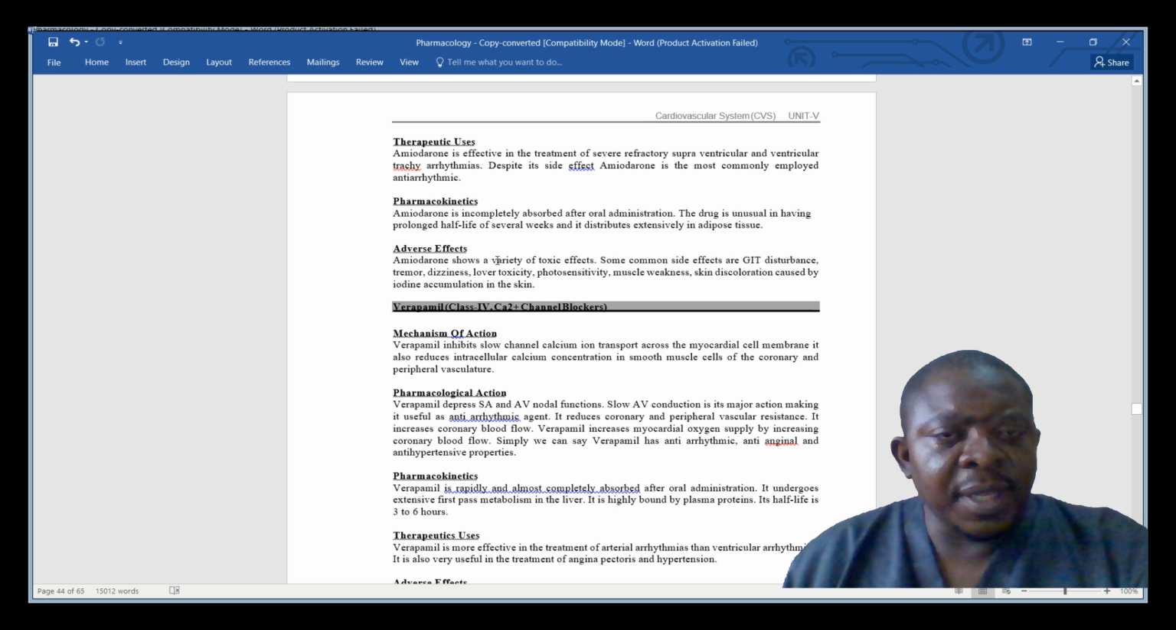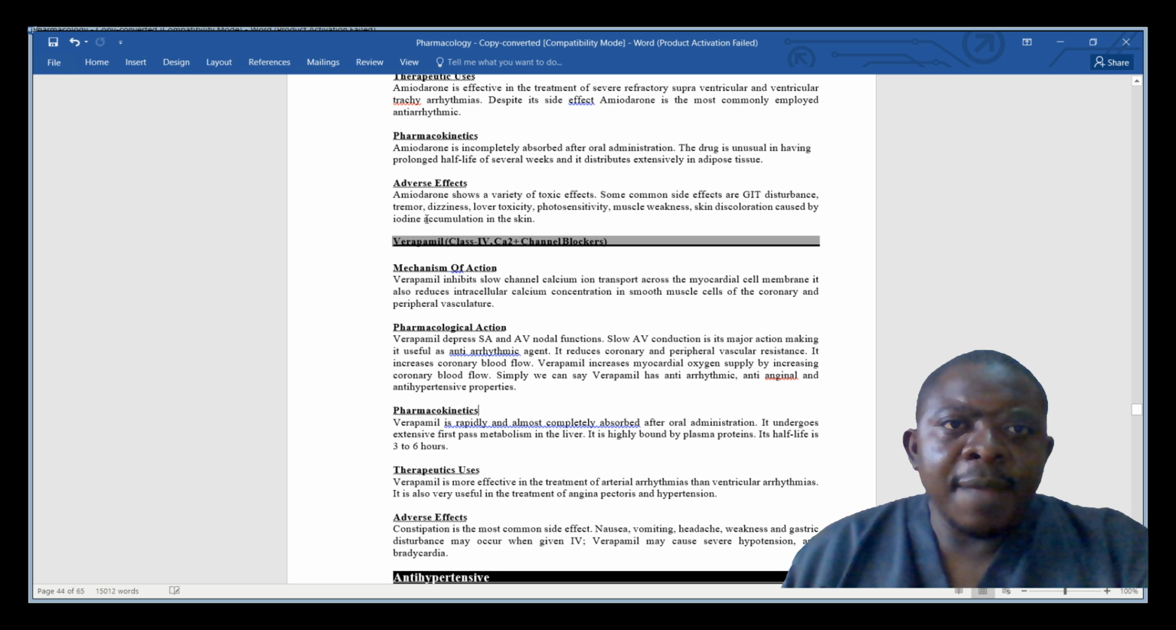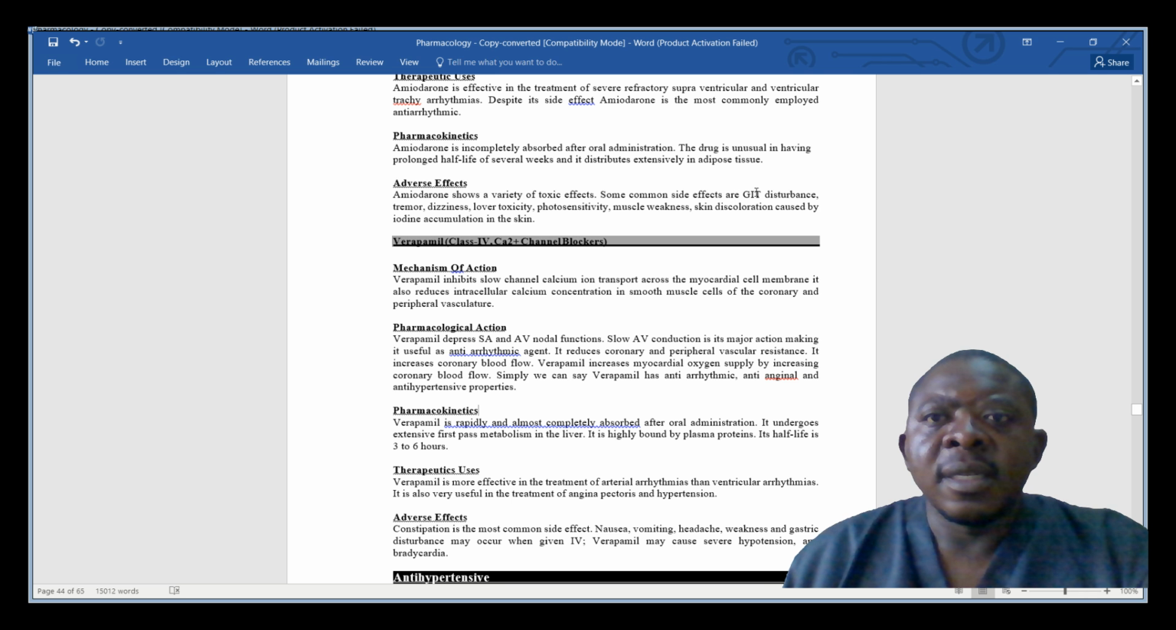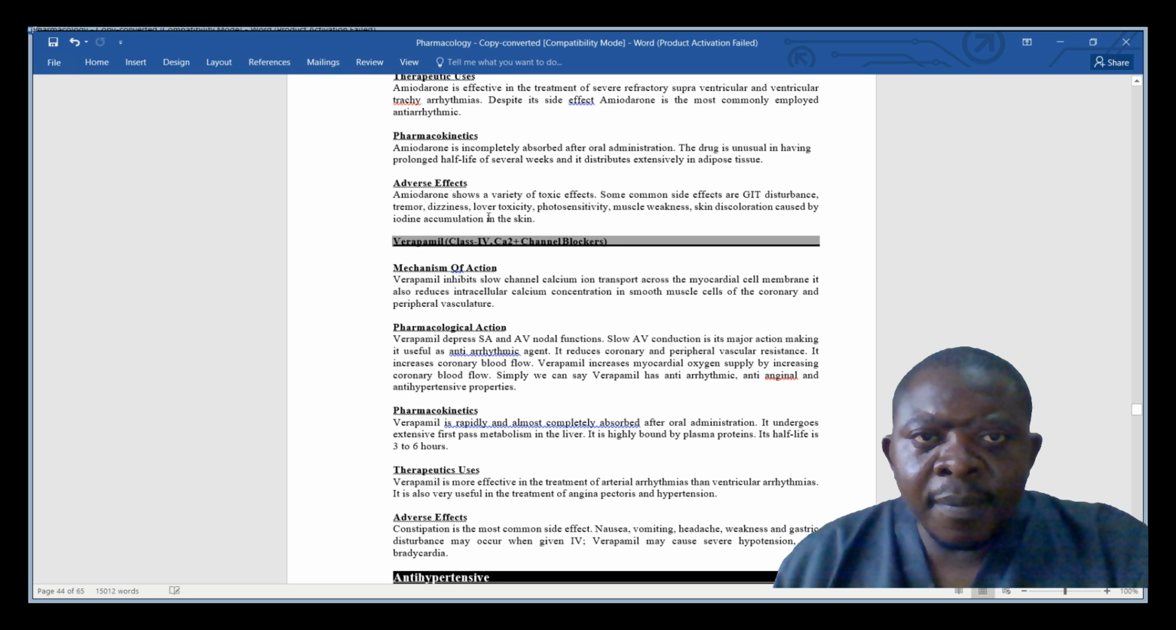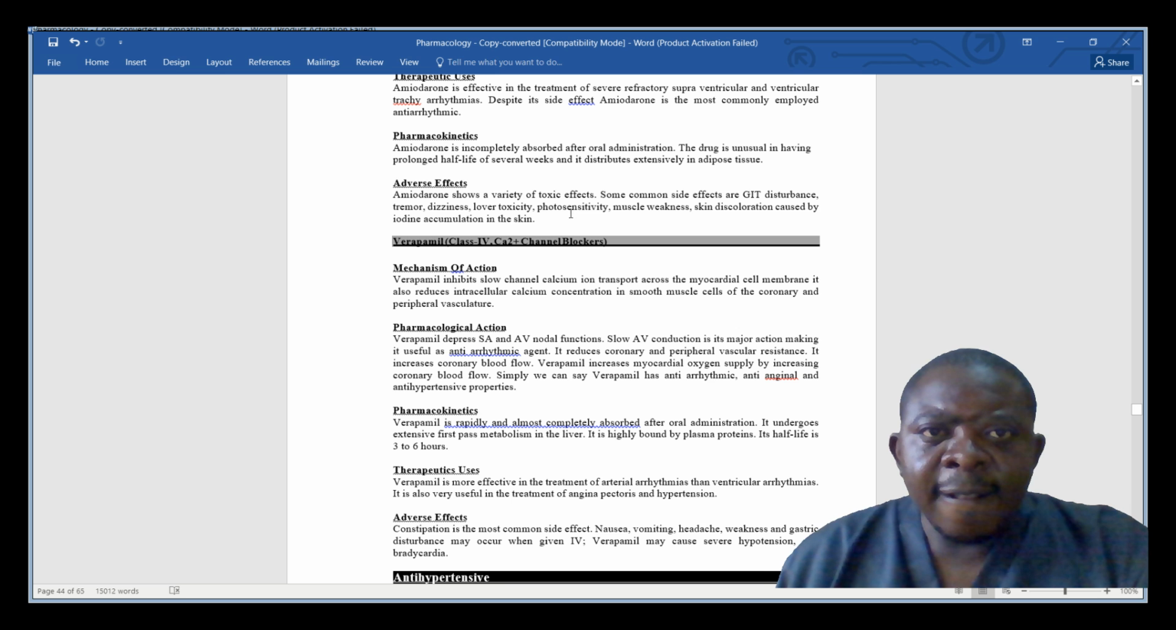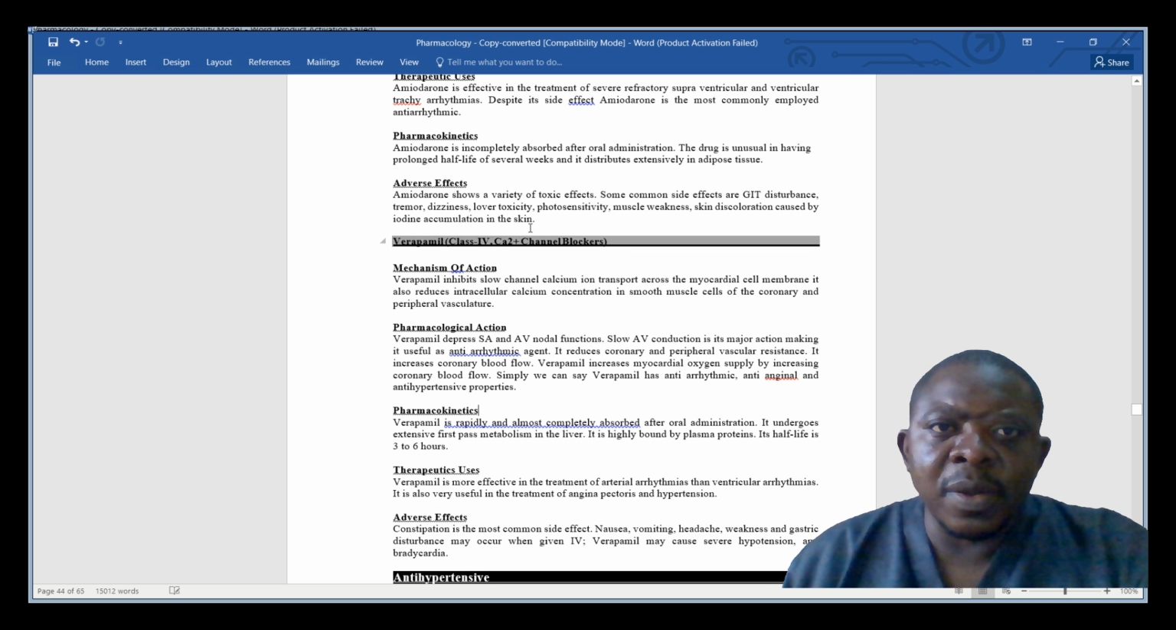Adverse effects. Amygdalin shows a variety of toxic effects. Some common side effects are gastrointestinal disturbance, tremor, dizziness, photosensitivity, muscle weakness, skin discoloration that can be caused by iodine accumulation in the skin.